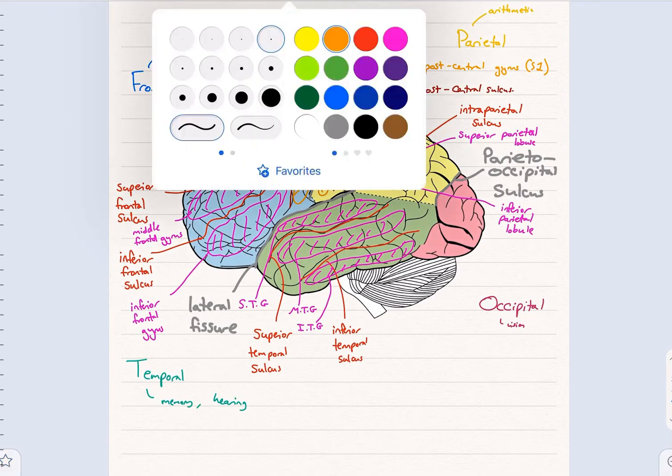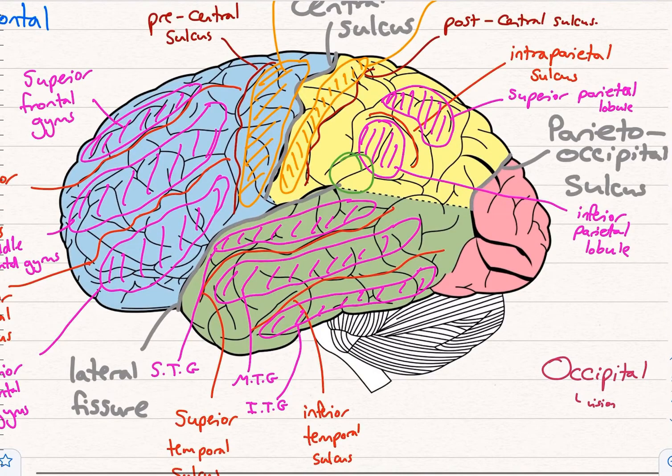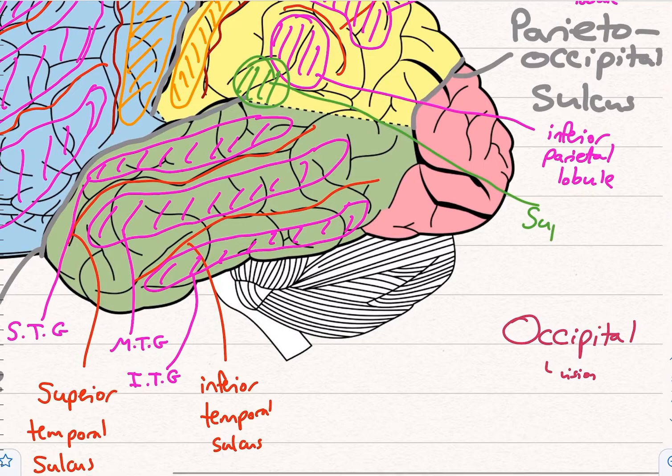Okay, there's a couple of others that we just need to go through. You've got these things called the supramarginal gyrus and the angular gyrus. So just here is the supramarginal, and then here you've got the angular gyrus.